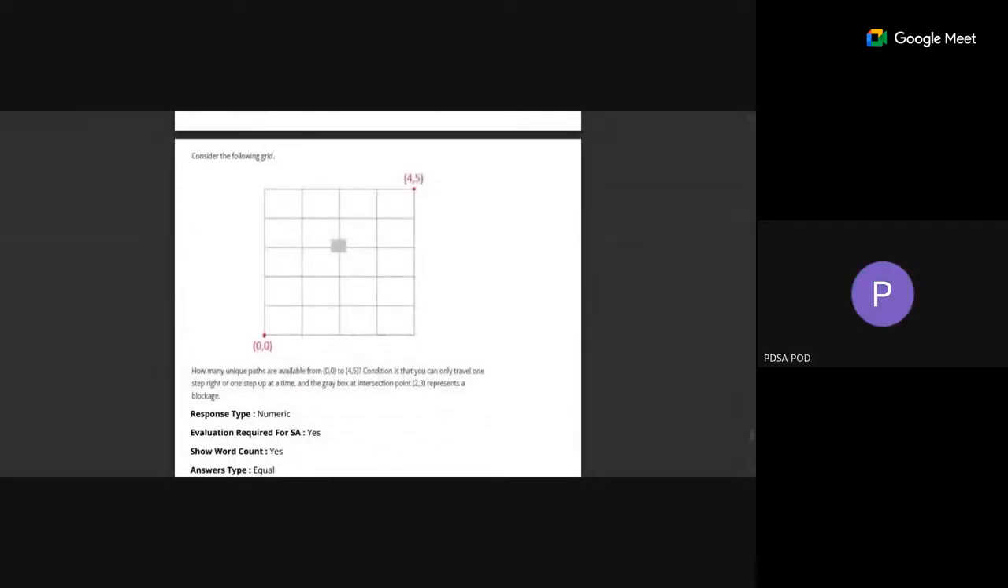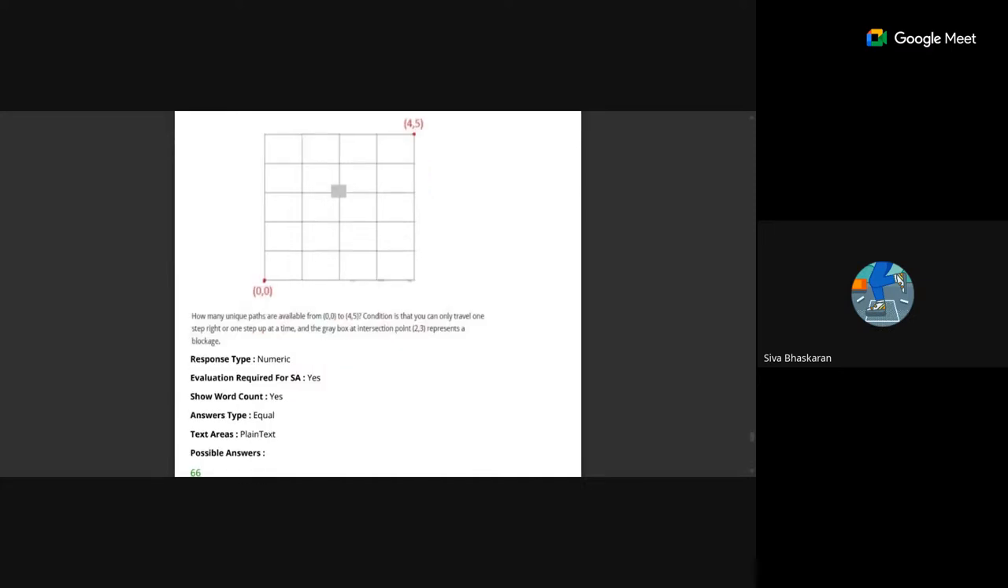How many unique paths are available from 0 to 4, with the condition that you travel one step to the right and one step up? The gray box is an intersection. Yeah, it's a maze solution. Is it something which was taught in the course at all? I don't think I have seen this kind of problem till now. I think dynamic programming is next week. Is it next week? Week 9 content, yes.